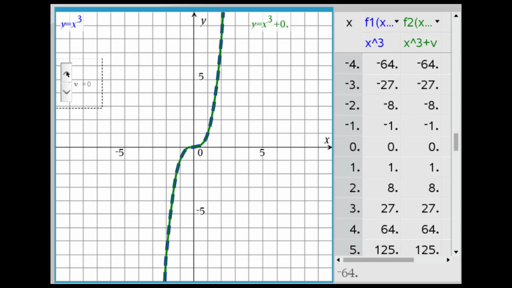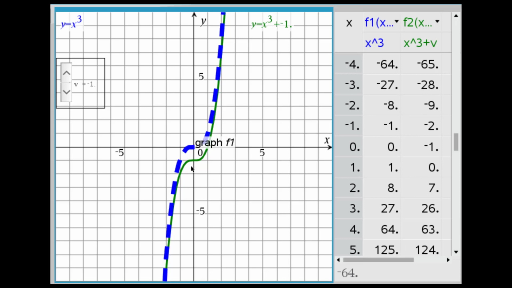So let's change v to be positive 1. So the graph is y equals x cubed plus 1 in green here. Notice the graph, what's happened, and here notice what's happening in the table. Y equals x cubed plus 2. Y equals x cubed plus 3. And let's go ahead and make v negative, see what happens there. Y equals x cubed minus 1. Notice again the values in the table, what the graph looks like. Y equals x cubed minus 2, and so on.